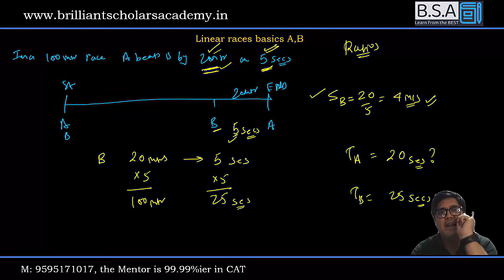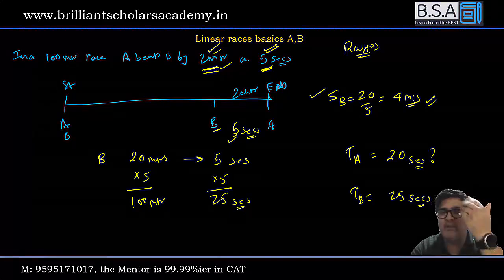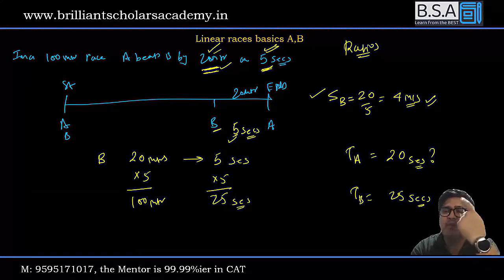In a 100-meter race, A beats B by 20 meters or 5 seconds. What things can you find? You can find speed of B, speed of A, time of B, time of A. You can answer everything.